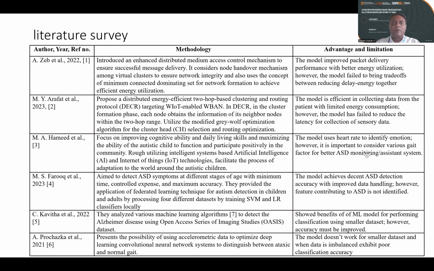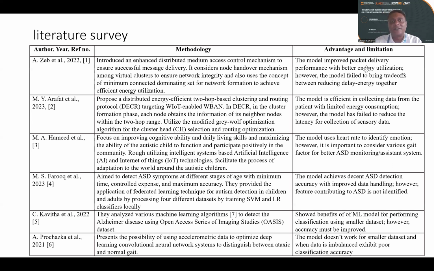One more literature survey I would highlight among the surveys which I've done is aiming to detect the ASD symptoms at different stages of age with minimum time, controlled expense, and maximum accuracy. They provided applications of the federated learning technique for autism detection in children and adults by processing four different data sets by training SVM and LR. The advantage is the model achieves decent ASD detection accuracy with improved data handling. However, the features contributing to the ASD are not identified properly.